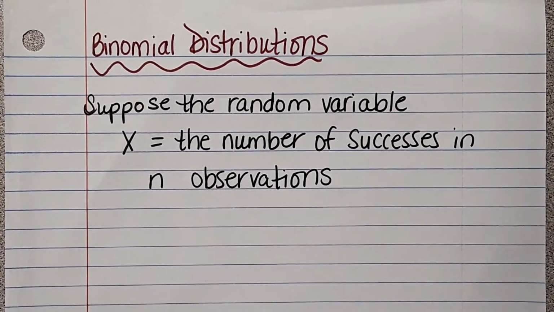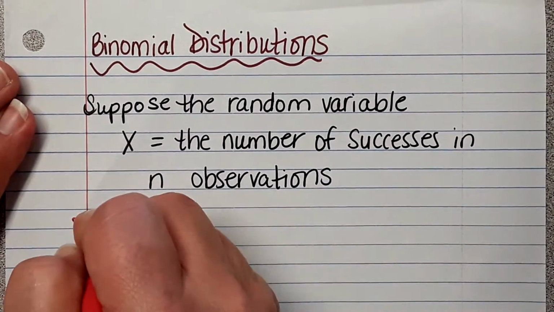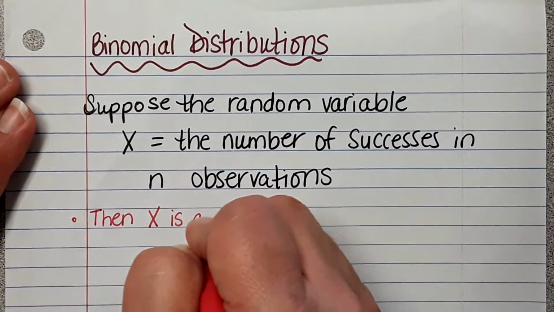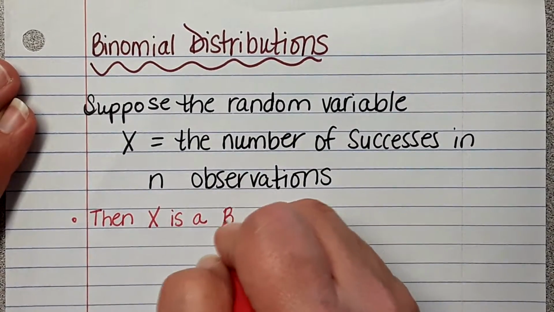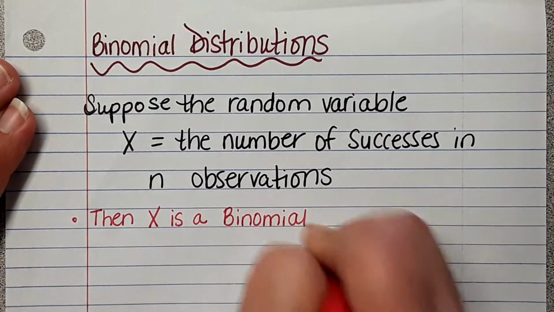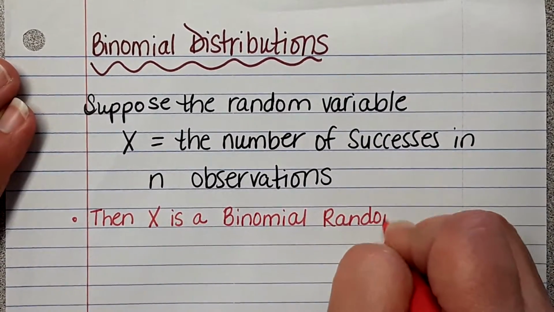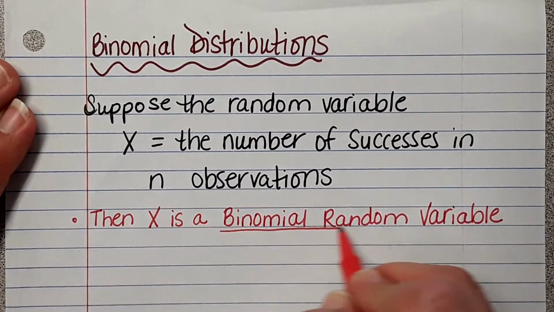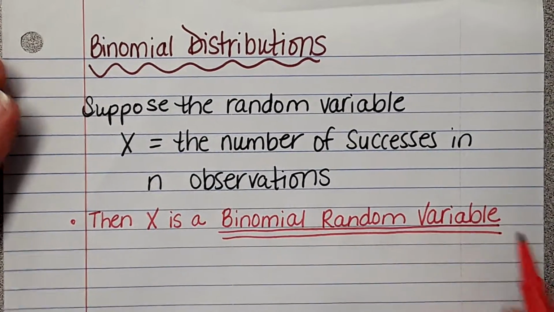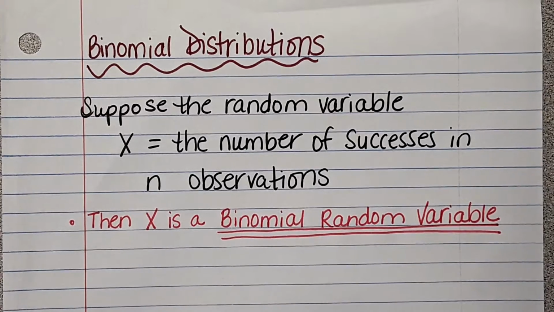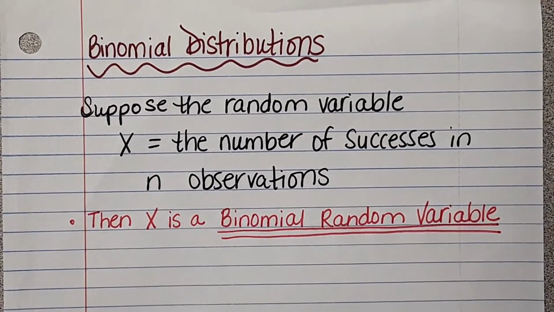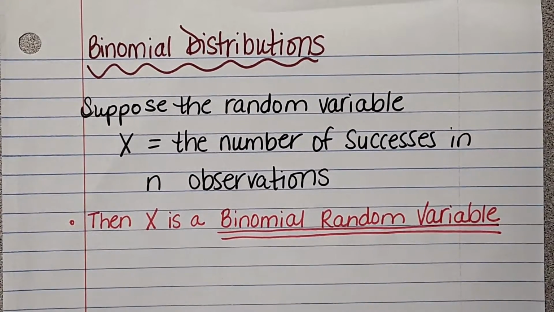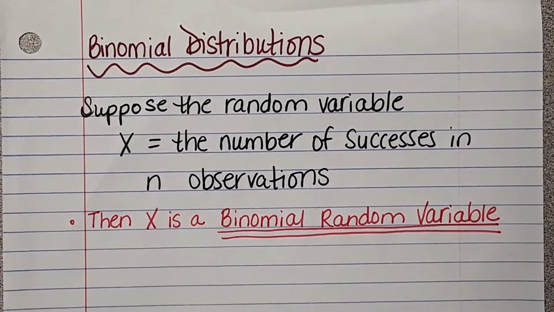So if that's the case, then x is a binomial random variable. Okay? So if x is the number of successes in n observations, then you know that that is called a binomial random variable. The binomial distribution is what we're going to do, okay? The binomial random variable is the x.